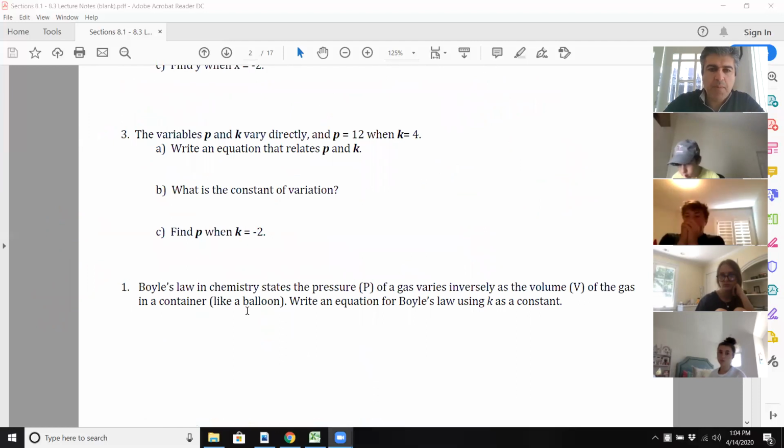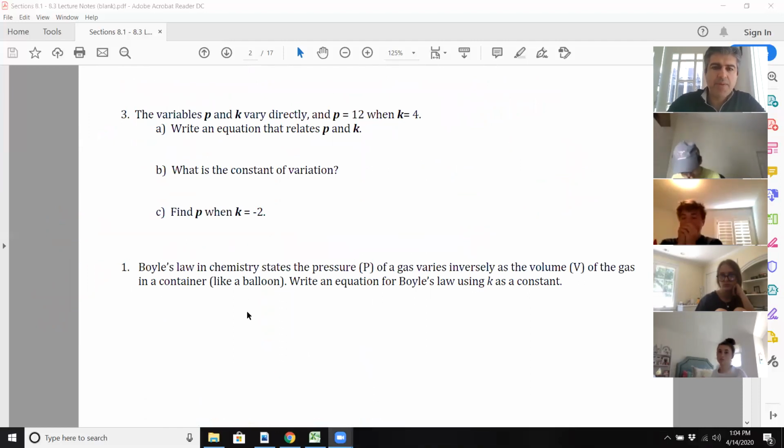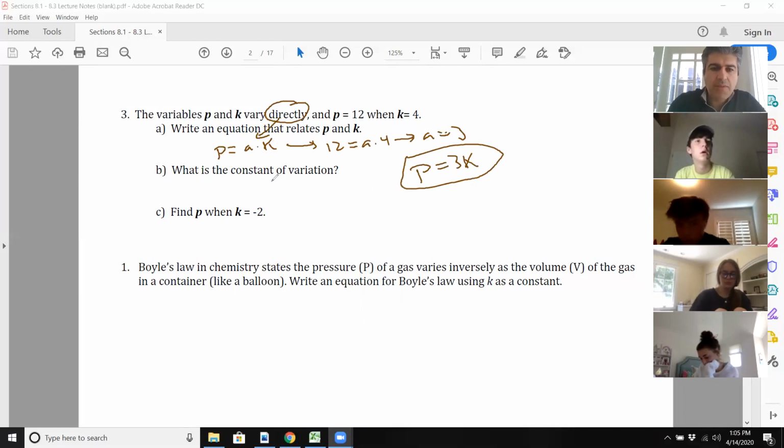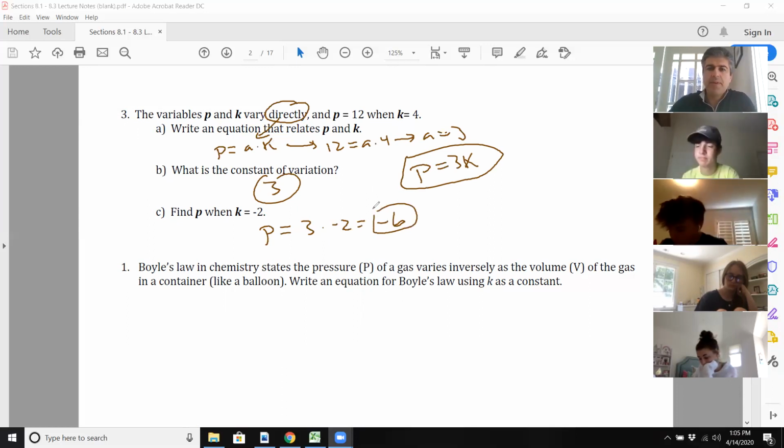For 3, then we'll do a chemistry problem. I know some of you guys have done this stuff in chemistry if you're taking that class right now. But before we do the chemistry problem, okay, again, varies directly. So that means that P equals a times K is direct. Plug in the P and K values you're given. So a, of course, is 3. The equation is P equals 3K. This means that P is always 3 times whatever K is. The constant of variation is 3. And now you can predict what P is going to equal for a given K value. That's all. Again, very, very straightforward.